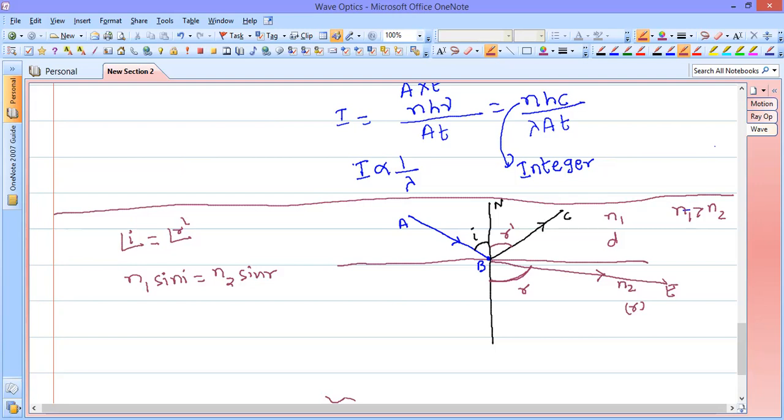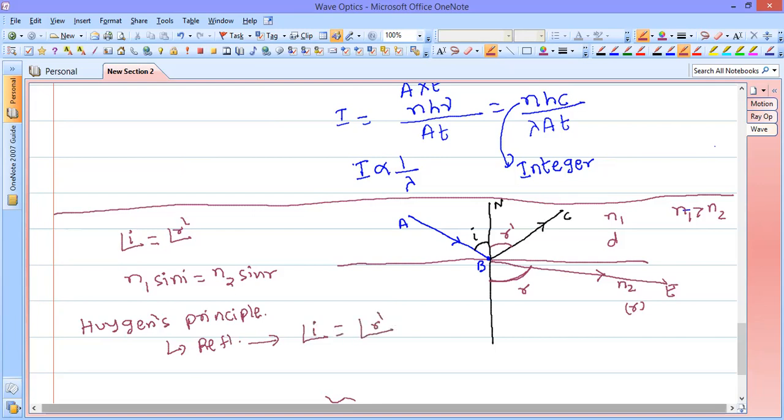Yes, sir. Now, here what we should do is, with respect to wavefront, we should prove this Snell's law. With respect to wavefront, we need to prove this one. They will say the topic called, by using Huygens' principle, prove reflection of light. That is reflection of light. It means that we need to prove the angle of incident wavefront is equal to the angle of reflected wavefront.